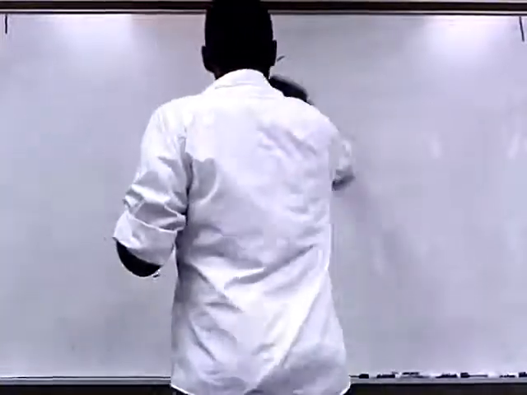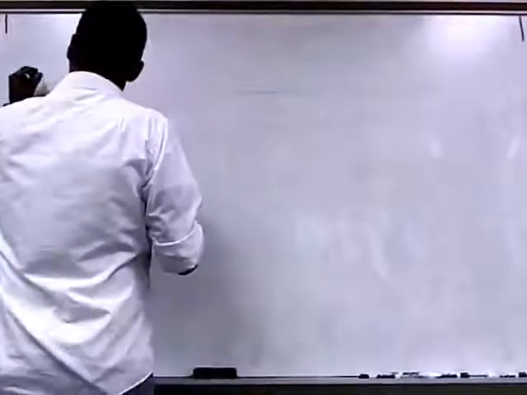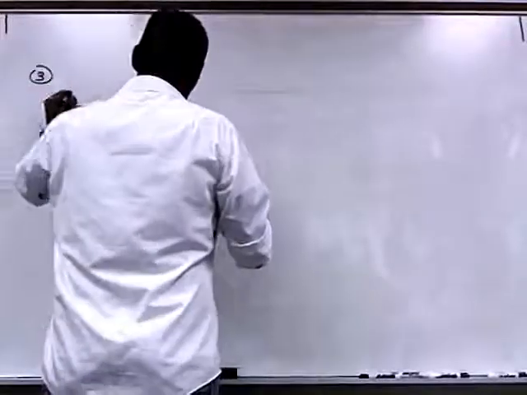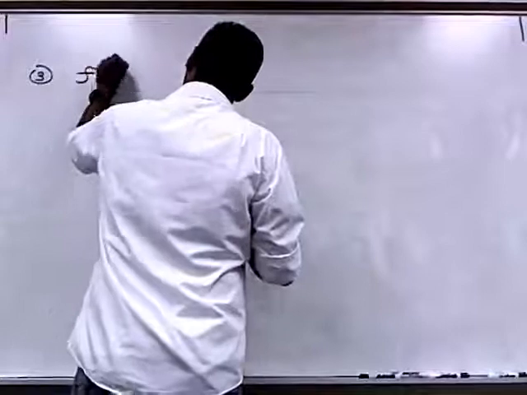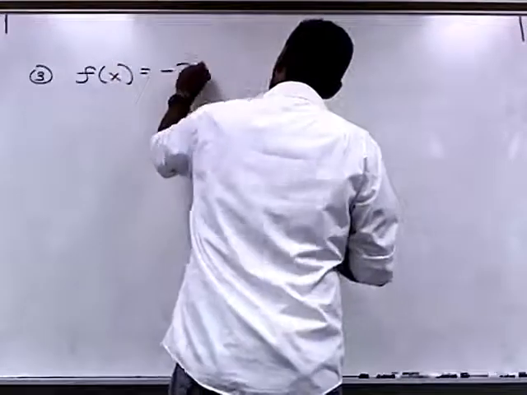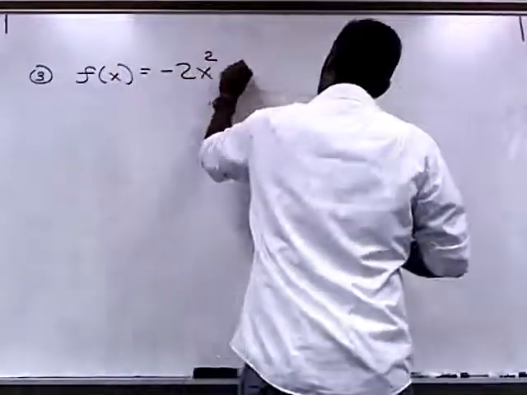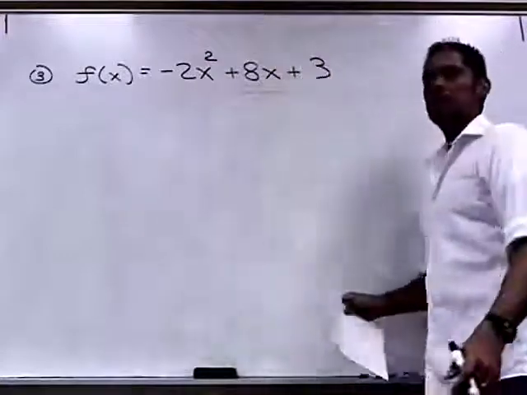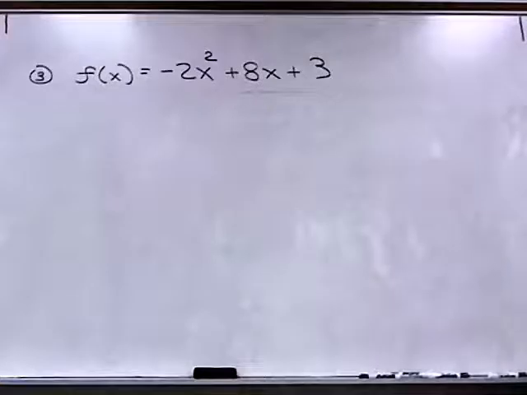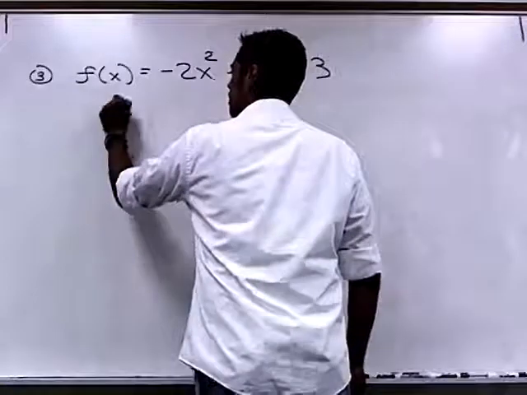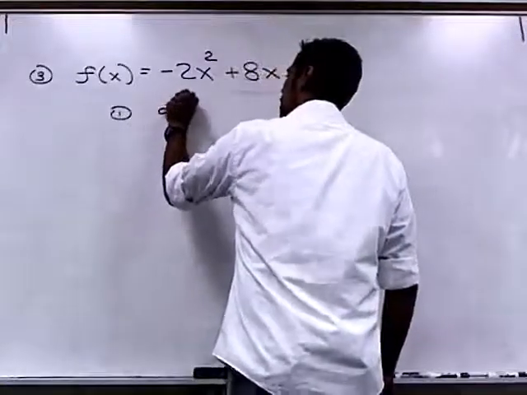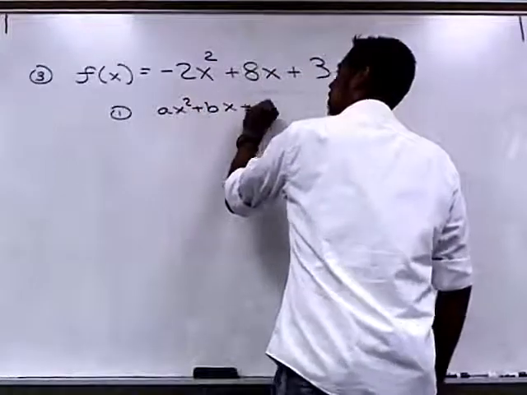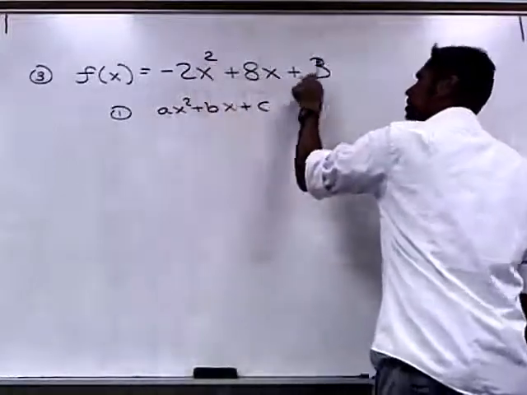Number 3 is another quadratic function, isn't it? Now, you could also say that this is a polynomial. Because remember, all quadratics are polynomials. But if it's a quadratic, I expect you to use the steps for quadratic. So the steps for quadratic, again, what's the form? See, I remember this time. The form is ax squared plus bx plus c, right? Ax squared plus bx plus c.